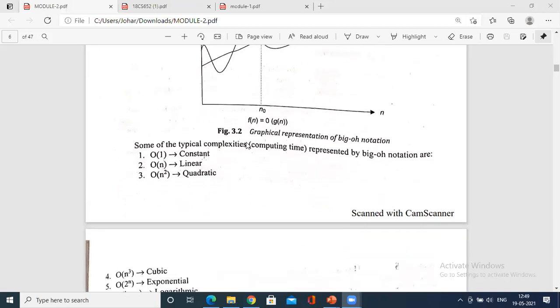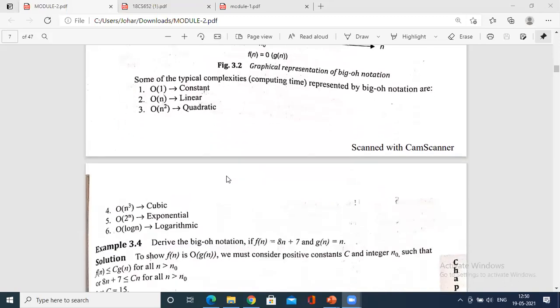So with respect to this, some of the typical complexities of big O: big O of 1 is a constant. For 1, it is always a constant. Big O of n is linear. Big O of n square is quadratic. This is an analysis. Big O of n to the power of 3 is cubic. Similarly, we have exponential and logarithmic.